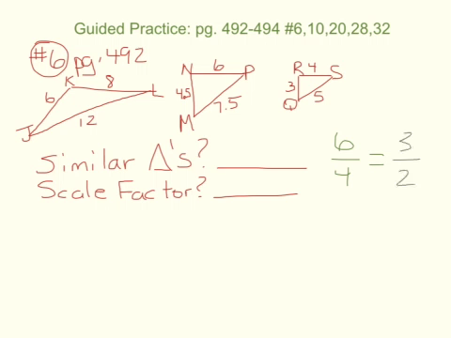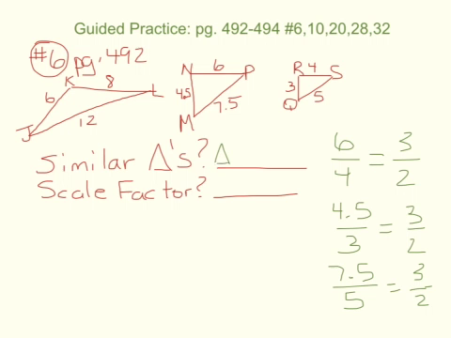which is 1.5 if you divide it. And so I'm going to try all my other sides. MN, which is 4 1/2, goes with 3, and if I divide that, that's also 1.5, so that's 3 over 2. And then if I do MP, which is 7 1/2, and divide it by 5, that's also 1.5, which is 3 over 2. So the similar triangles are triangle MNP is similar to triangle QRS. Now make sure you get the letters in the right order.